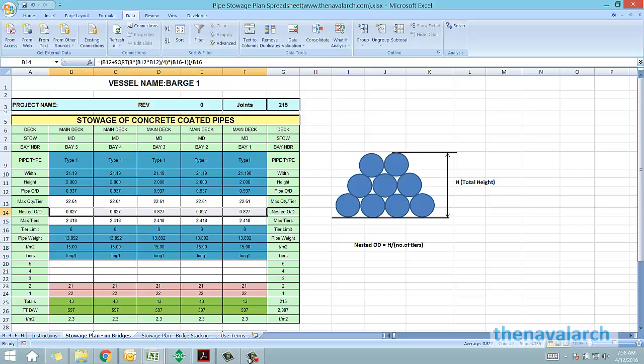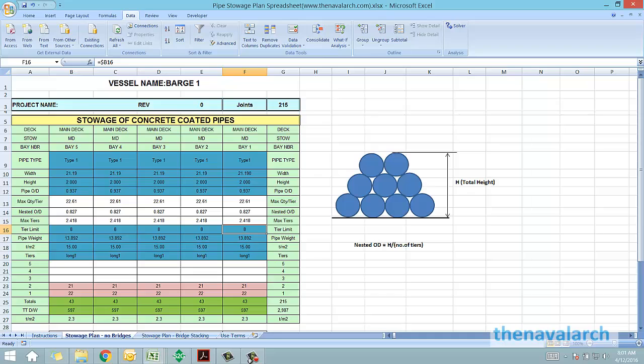The user also needs to input the tier limit, which is the maximum number of tiers of the pipe which can be stacked before the bottom tier yields. Let's say this number is N2. The maximum number of tiers possible on this barge will be the lesser of N1 and N2. In this demonstration, we can see that the tier limit of the pipe is 8, but the maximum tiers possible on the barge because of the stacking height limit of 2 meters is 2. Hence the user should limit the number of tiers to 2.